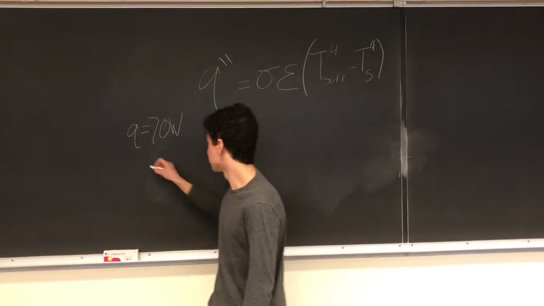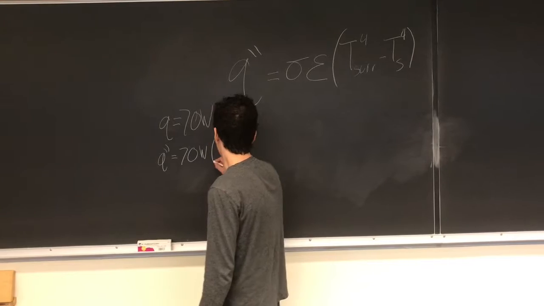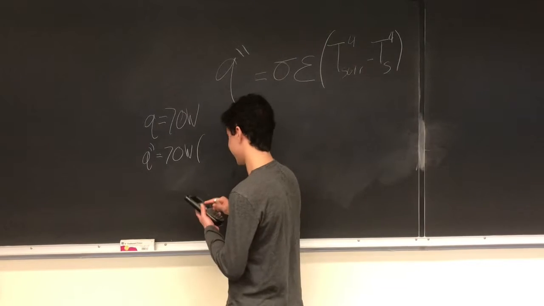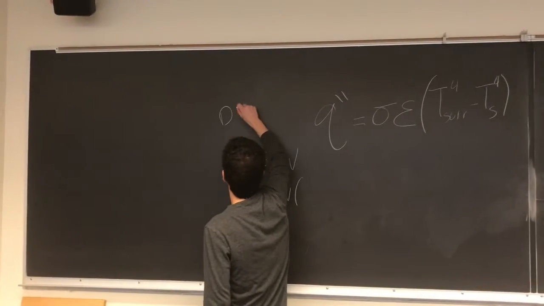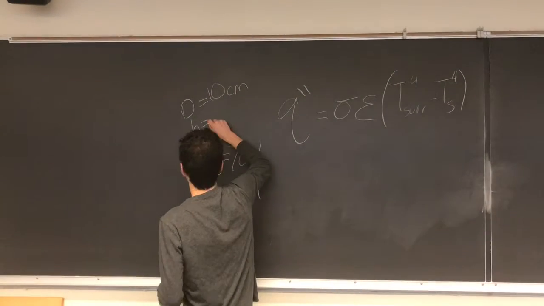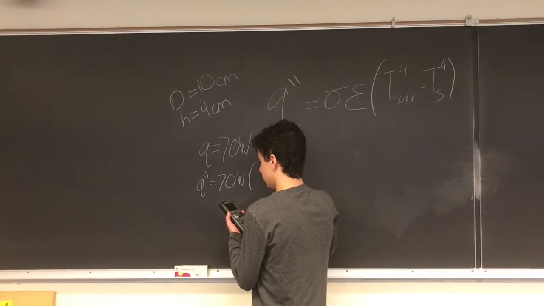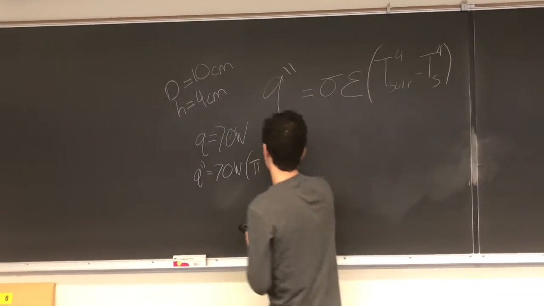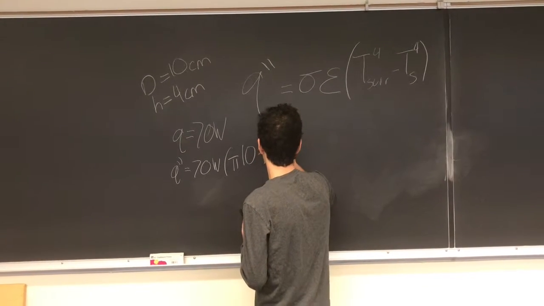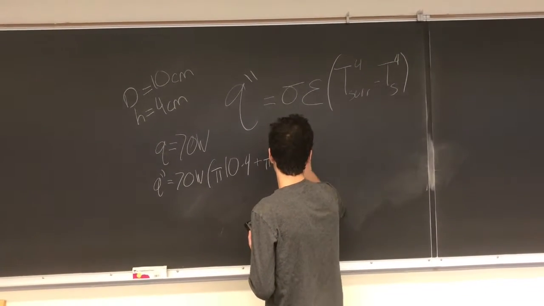So to find the heat flux, you would do 70 watts divided by the total surface area of the bowl of water that you are heating up, which is going to be equal to a diameter of 10 centimeters and a height of 4 centimeters. So you would do pi times 10 times 4 plus pi times 5, your radius, squared.